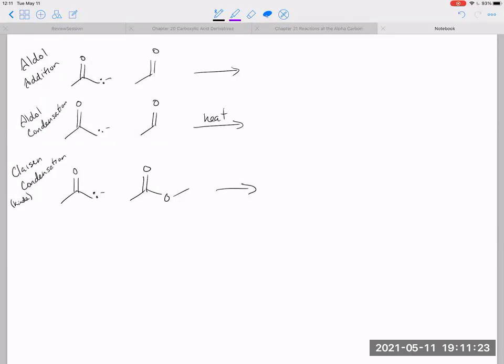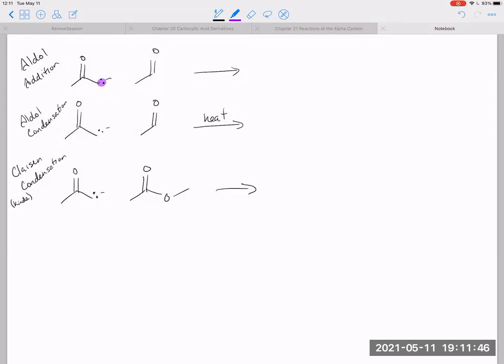Okay, so first of all, in all of these, what's my nucleophile? The left one, and specifically that alpha carbon. The chapter is called alpha carbon chemistry because that alpha carbon is going to be playing the role of the nucleophile.